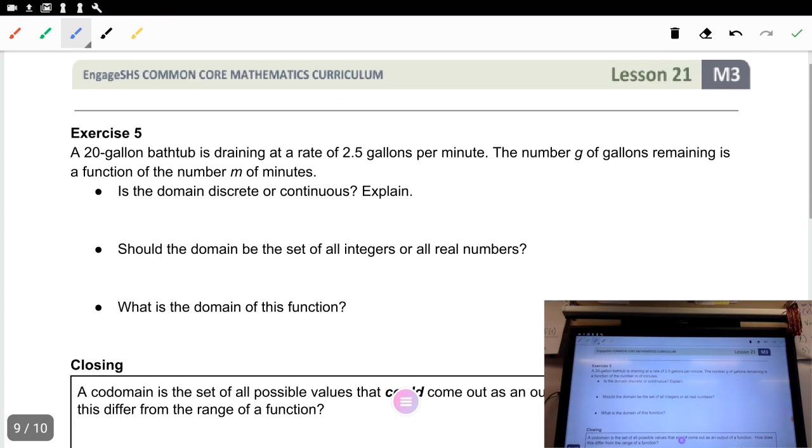Exercise 5. Oh, you know what? This is right there at the end of the lesson. This is extra practice as well. And if you don't do it, I'm going to get you.